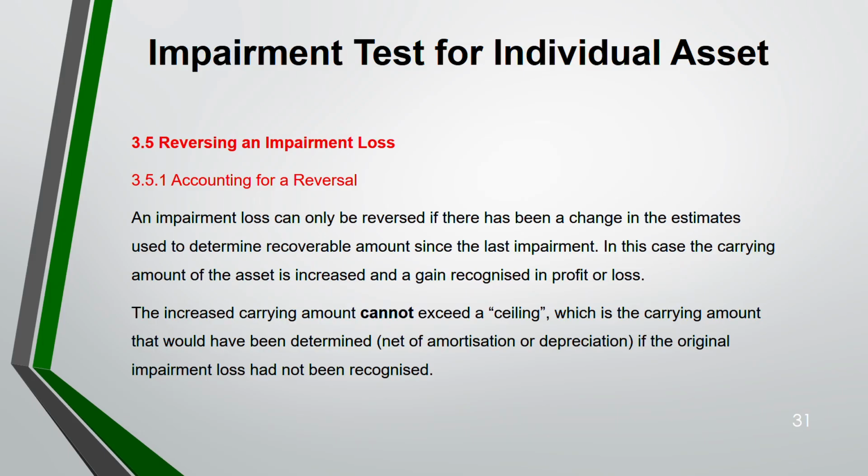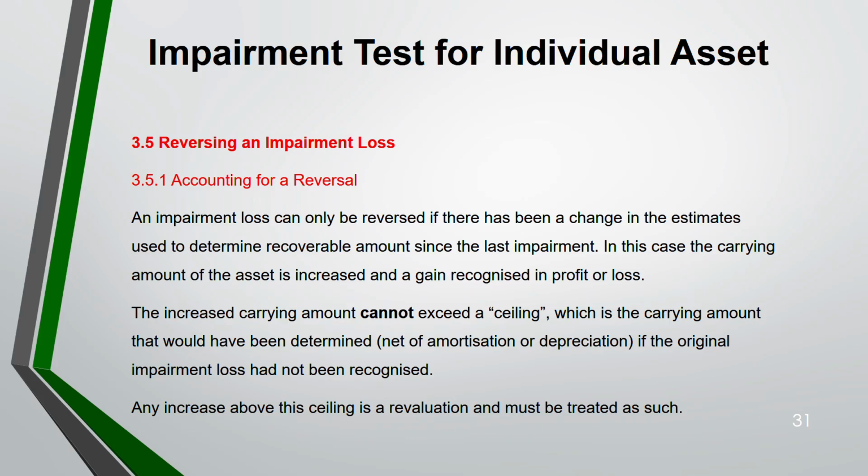So, which is the carrying amount? What is the amount? The maximum is the carrying amount that would have been determined if the original impairment loss had not been recognized. That means what would be the carrying amount if there had been no impairment loss in the first place? Up to that amount you can increase. Of course, your carrying amount would be net of amortization or depreciation. You would deduct amortization or depreciation from that carrying amount, but before deducting impairment loss.